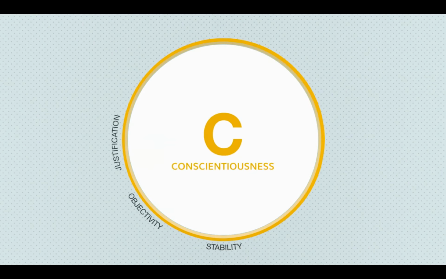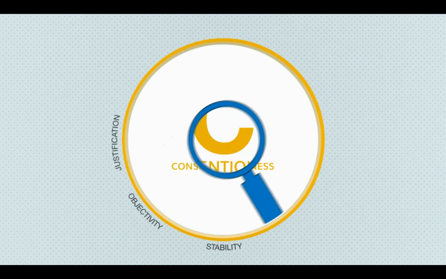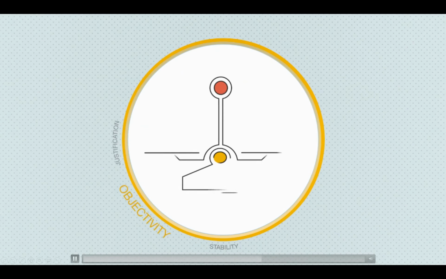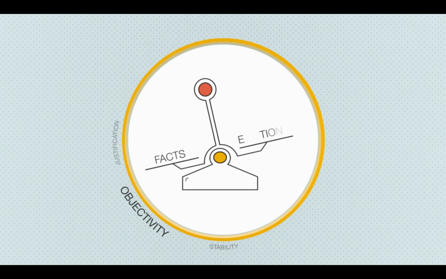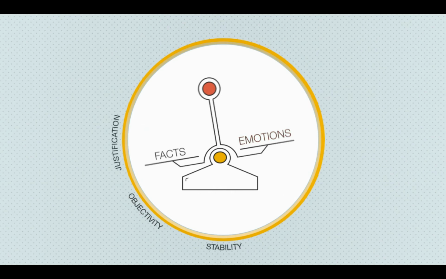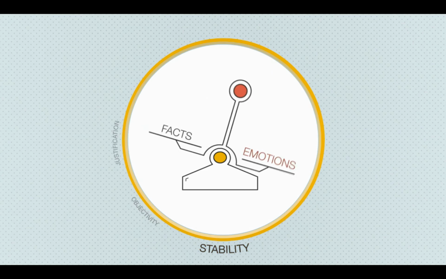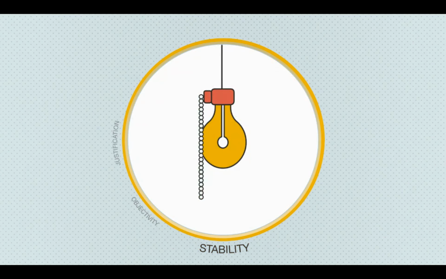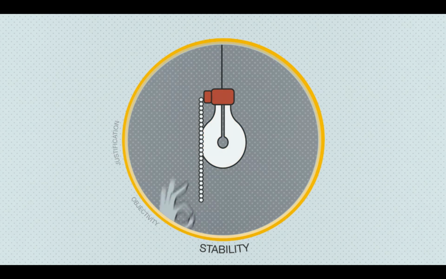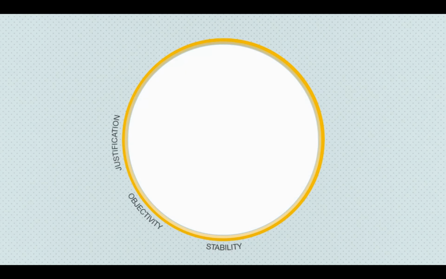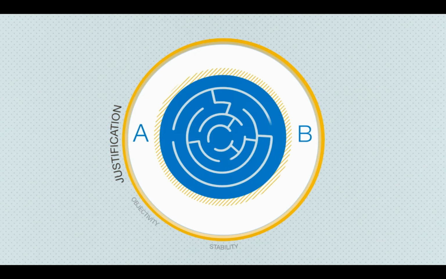And finally, the C style tends to be analytical and private. Because they prize objectivity, they rely on facts during a conflict and may dismiss more emotional points of view that make them uncomfortable. When emotions do start to rise, even just a little, it can threaten the stability they crave. And rather than provoke an outburst, they may withdraw or just stay quiet. They work to frame any disagreement rationally, creating intricate, logical justifications for their position.